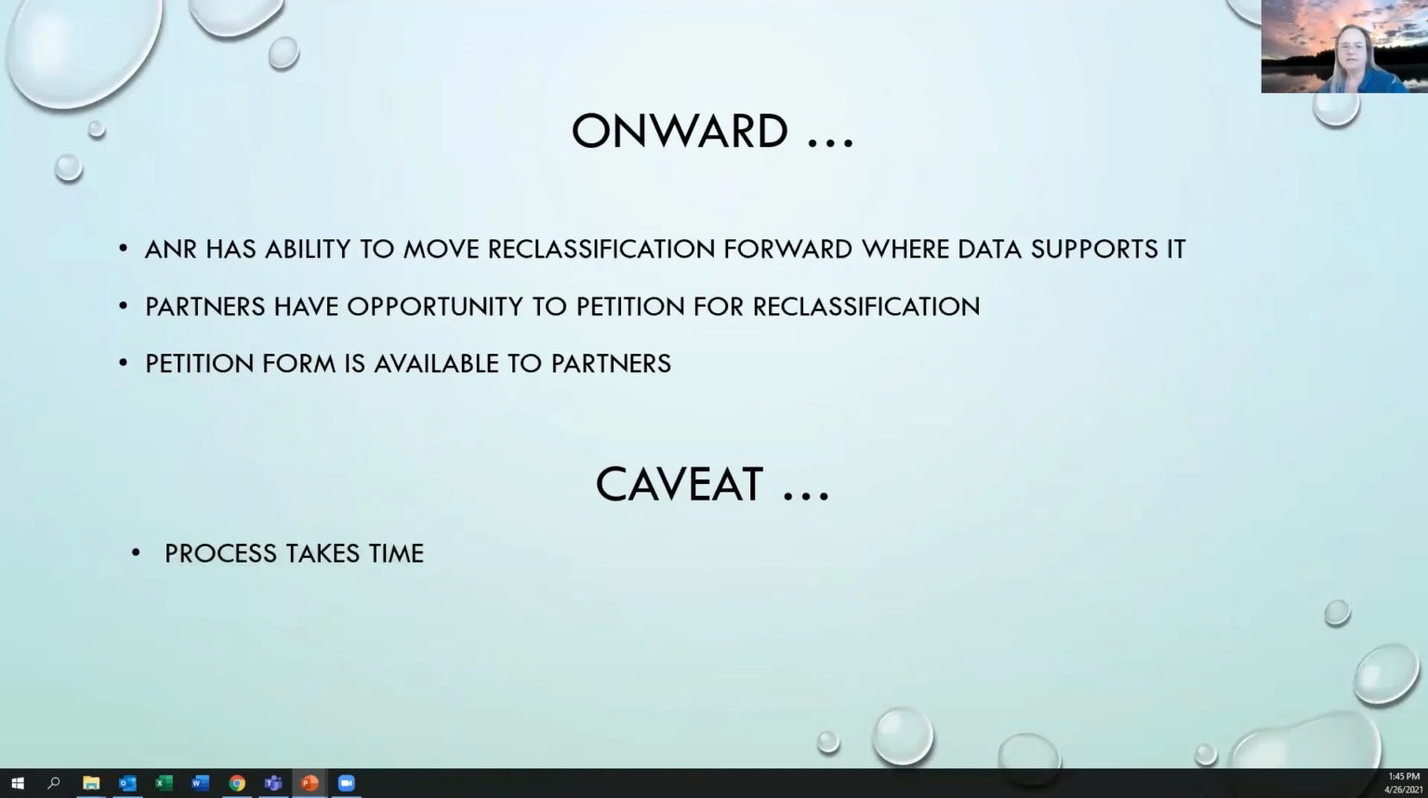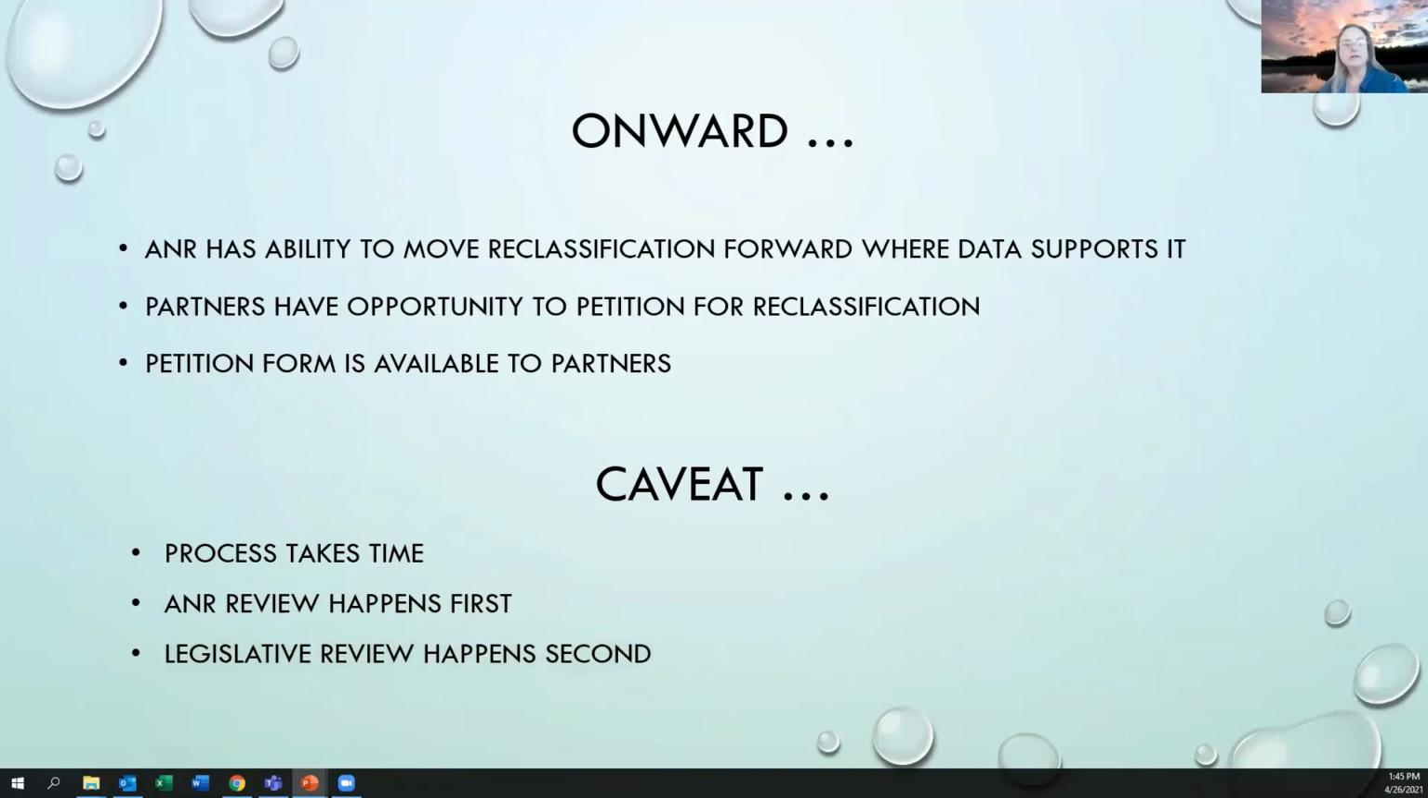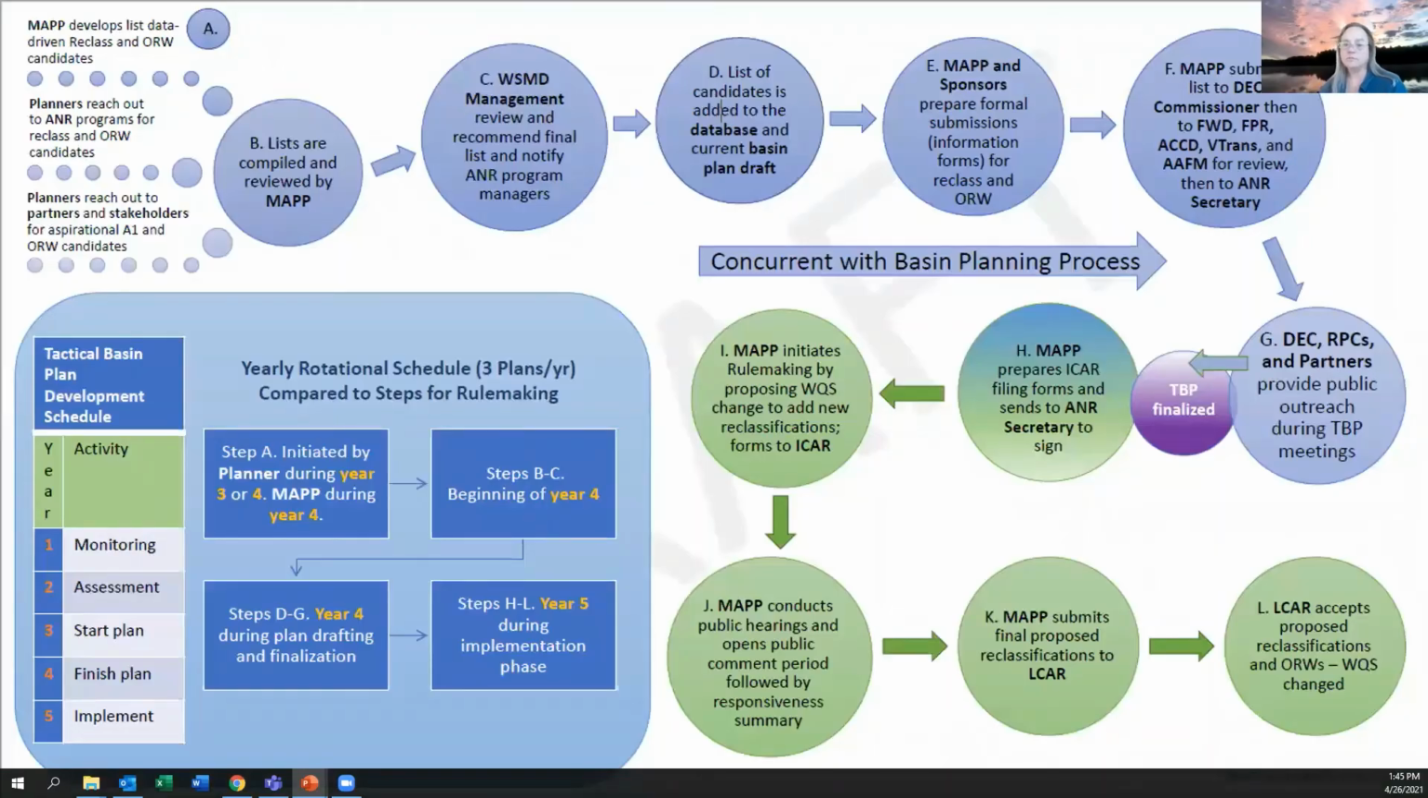But I will provide some caveats, that this takes time. If we get a petition, it's not going to happen overnight because it has to go through an internal A&R process for review and make sure that it meets other criteria before we can put it forward. And then it goes through the whole legislative process. And we only do it on the biennium, so every other year. So it will take at least 2 years for a process to play out. And this is why. That's what the process looks like.